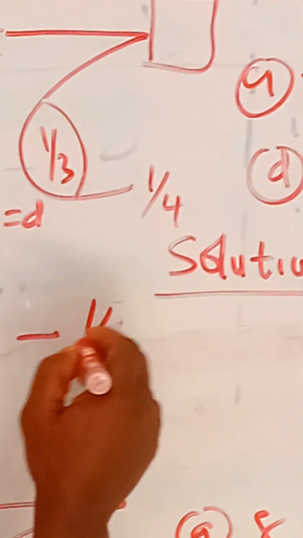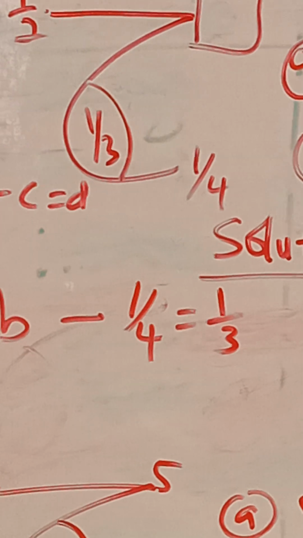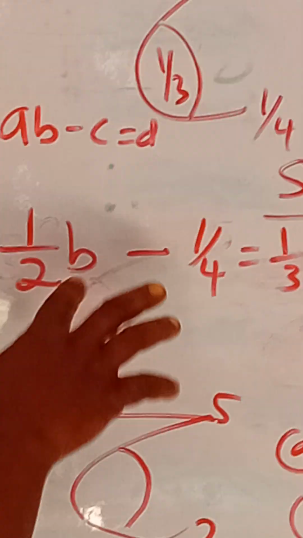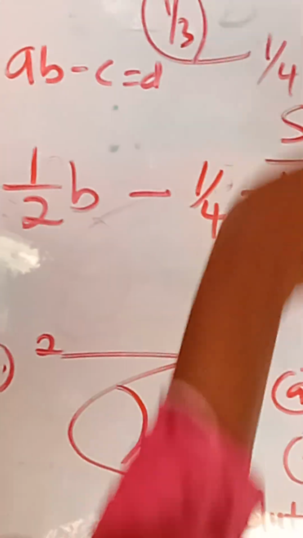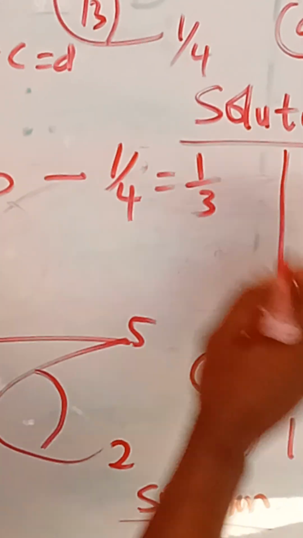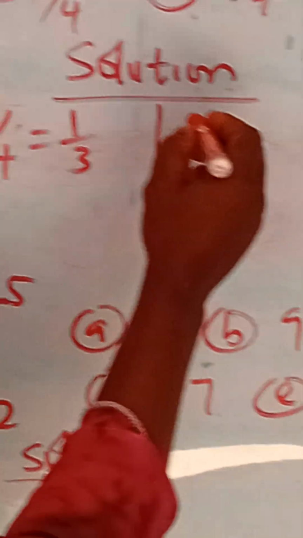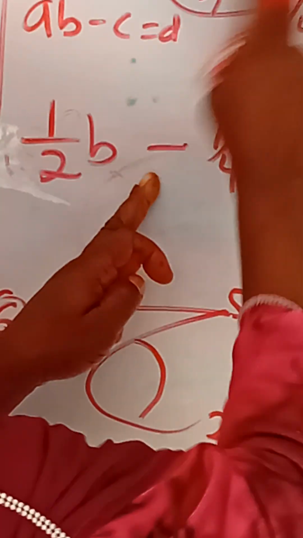1 over 4. They said it must give us a whole number there. So don't be scared, don't be scared. Now, before you can do anything to this, collect like terms. Let this go to the other side. So we have this half B. 1 times B is B. That's B over 2. So this minus 1 over 3 crosses to the other side.